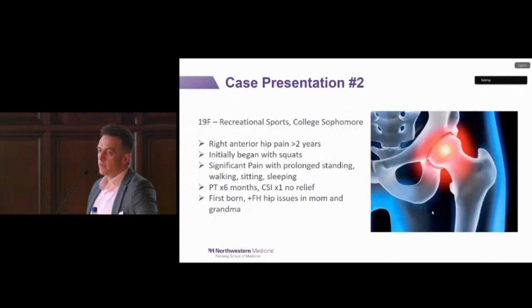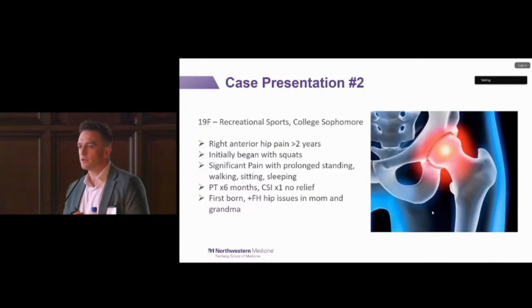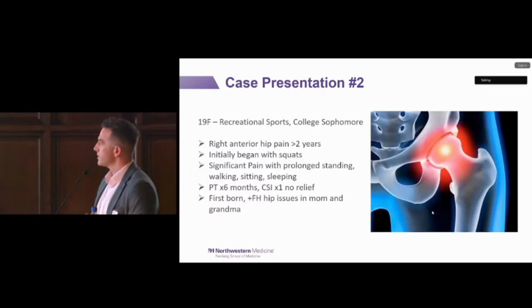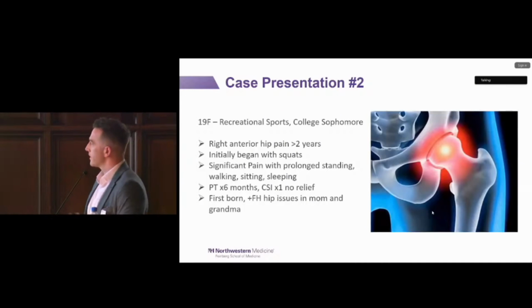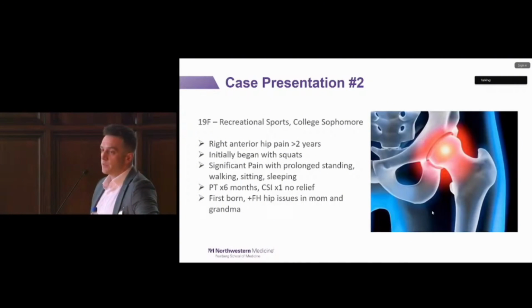So on the other end of the spectrum, this is our second case here. It's a 19-year-old female, a recreational athlete and college sophomore, who presented to us with anterior hip pain for 2 years. It initially began with squats. She had significant pain with prolonged standing, walking, sitting, and sleeping. She'd been in physical therapy for 6 months and had 1 injection with no relief.